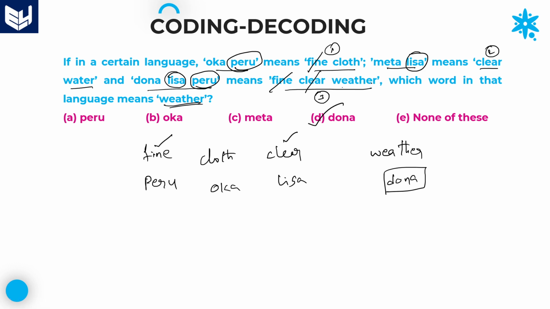Whenever weather is not there in any of the statements, you just go by the remaining words. If you got the remaining two words and their respective codes, it is very easy to get the third one.